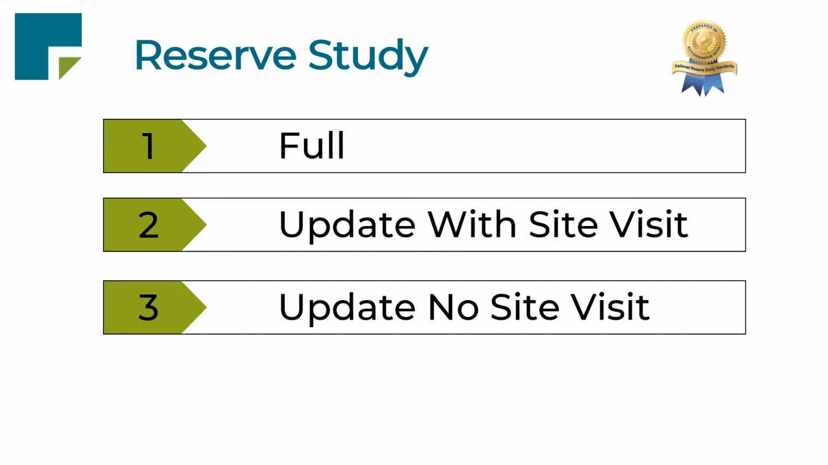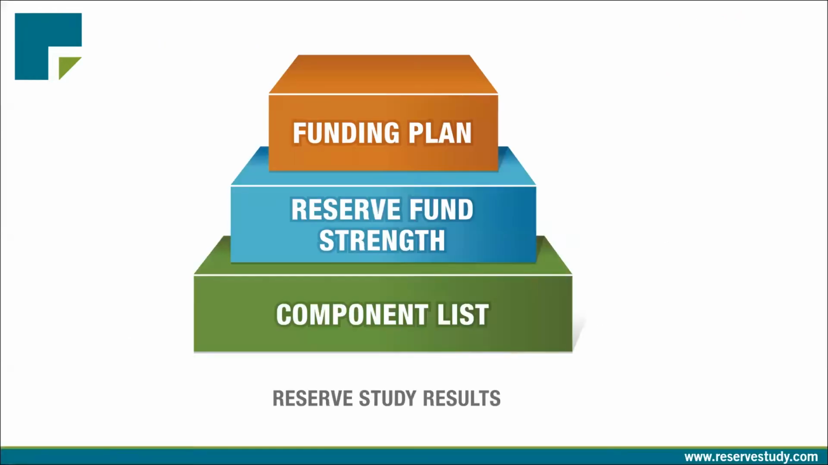Adjusting between the full, which is typically done once, and updating with site visit or with no site visit in the subsequent years. And again, keeping the numbers simple, there are 3 parts to a reserve study. There's the component list, which we call the foundation of the reserve study. It defines which projects we need to fund through reserves. And there's a calculation of reserve fund strength, measuring if you have enough or not. And then based on that, what we have to recommend as a funding plan so you can get successfully to the future.